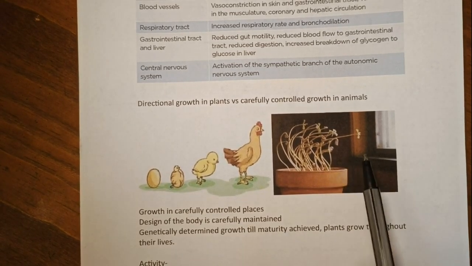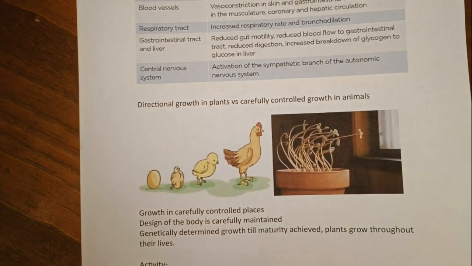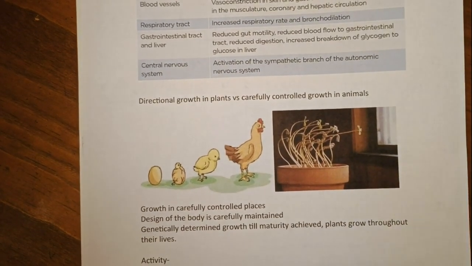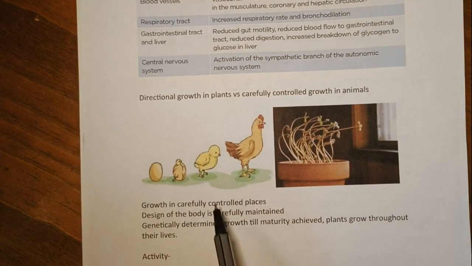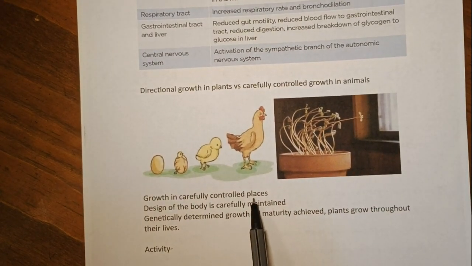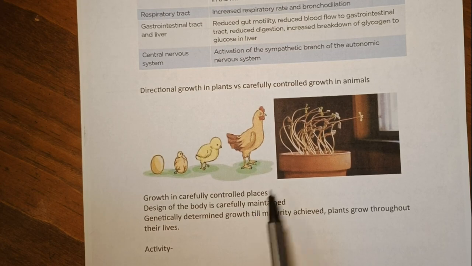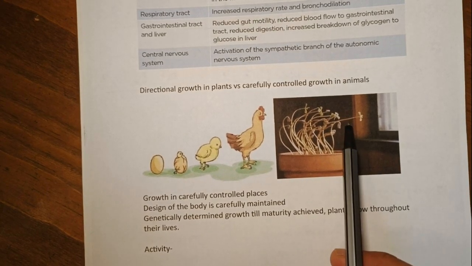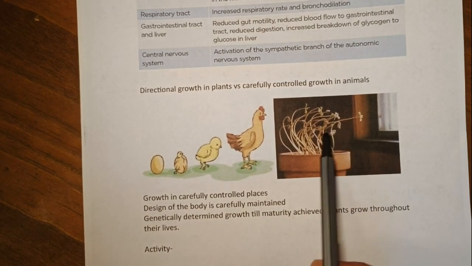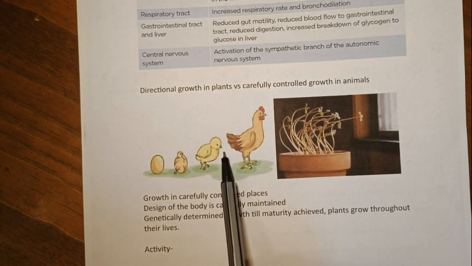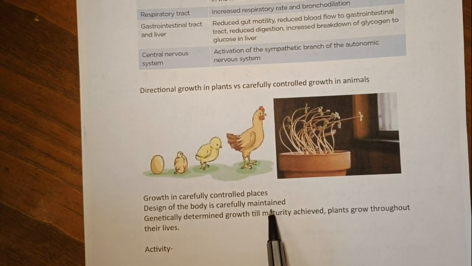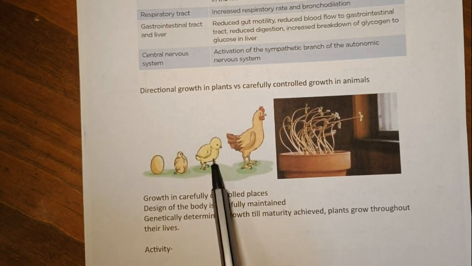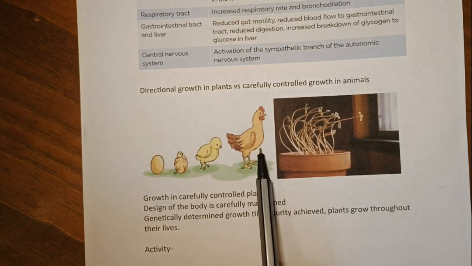But in animals, the growth is quite different. It is not same as the growth in plants. It is more carefully controlled, okay? So you don't get this type of directional movement in animals. It will be a proportional movement, okay? Now design of the body is carefully maintained. So at each stage, the design is maintained.